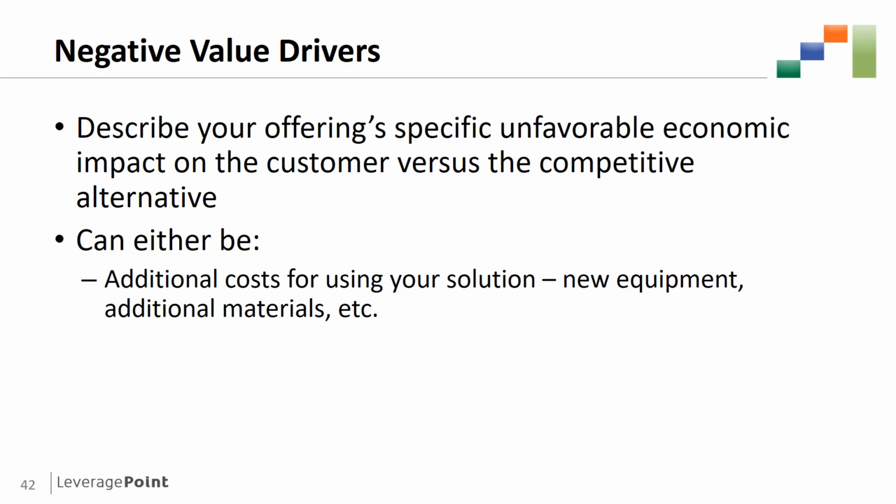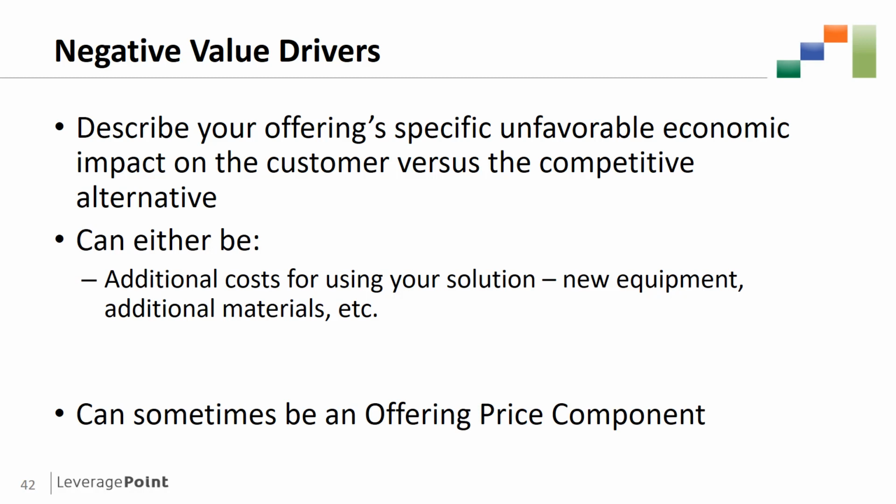Now, one question that comes up about this is whether or not to include these additional costs as price components on tab 2 instead of adding them as negative value drivers on tab 5. My advice is as follows. Include the costs as a price component if it is part of your proposal or invoice. For all other costs, enter as a negative value driver.